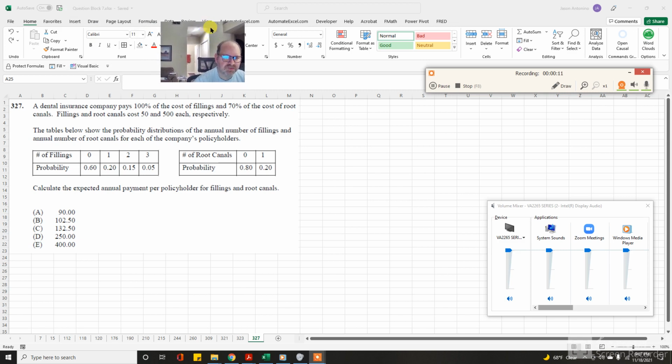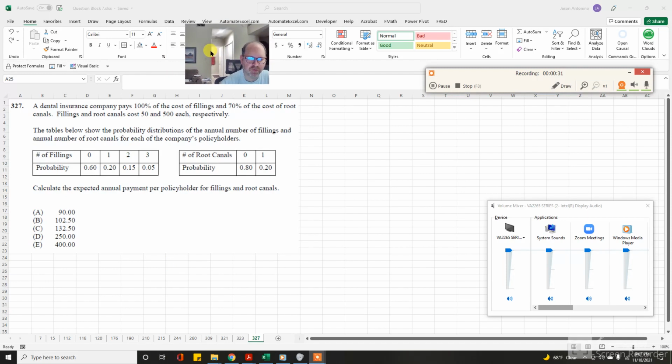Alright, so for this problem, a dental insurance company pays 100% of the cost of fillings and 70% of the cost of root canals. Fillings and root canals cost $50 and $500 each, respectively. The tables below show the probability distributions of the annual number of fillings and annual number of root canals for each of the company's policyholders.